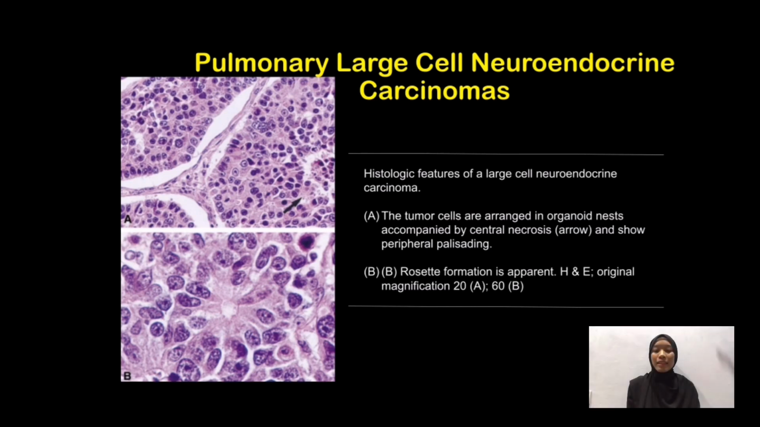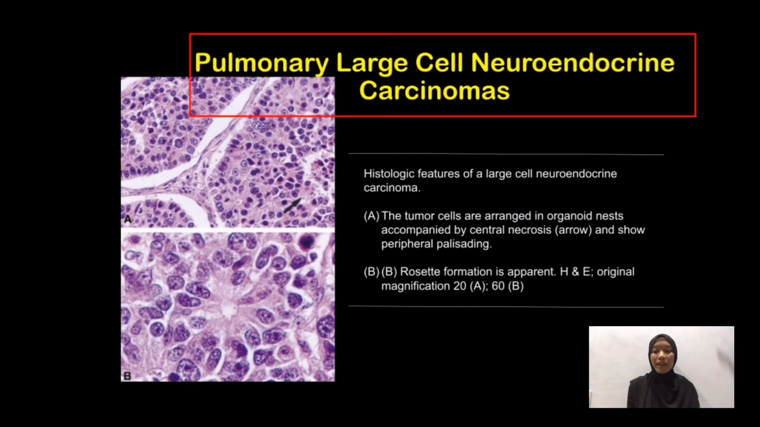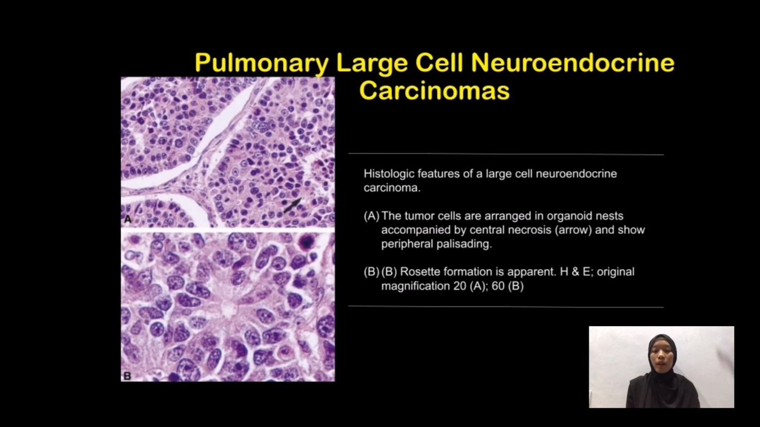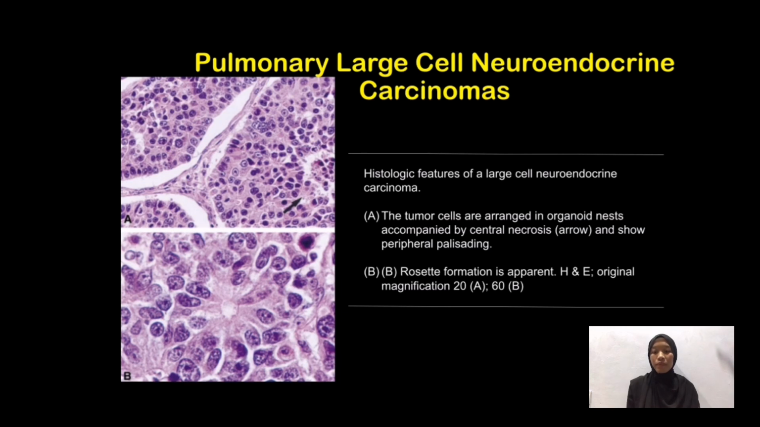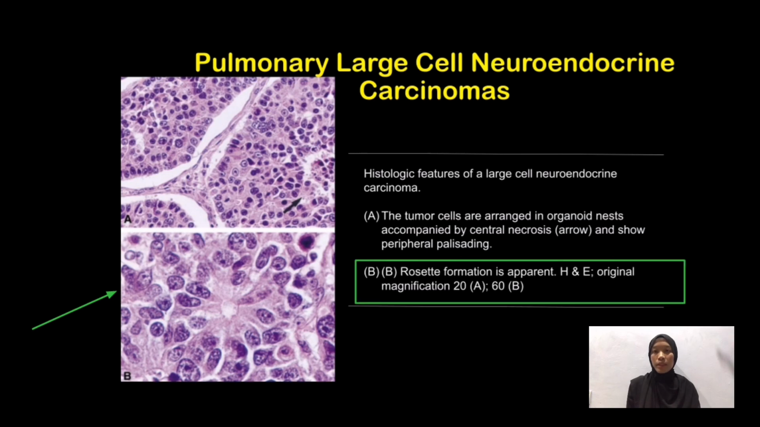So these are the histologic features of a large cell neuroendocrine carcinoma. The first picture shows the tumor cells arranged in organoid nests accompanied by central necrosis, in the arrow, and showing peripheral palisading. And picture B shows rosette formation is apparent.